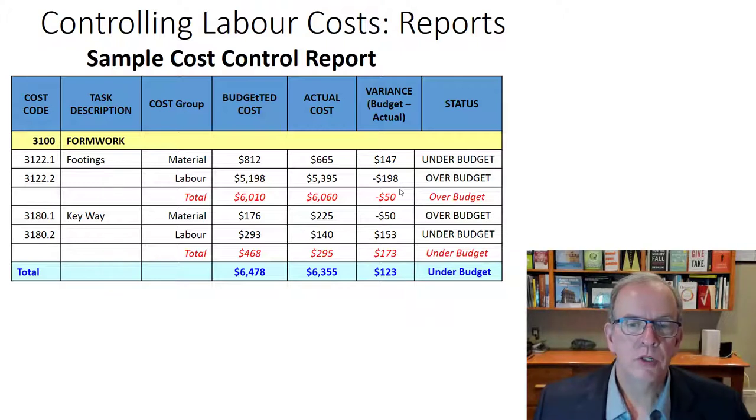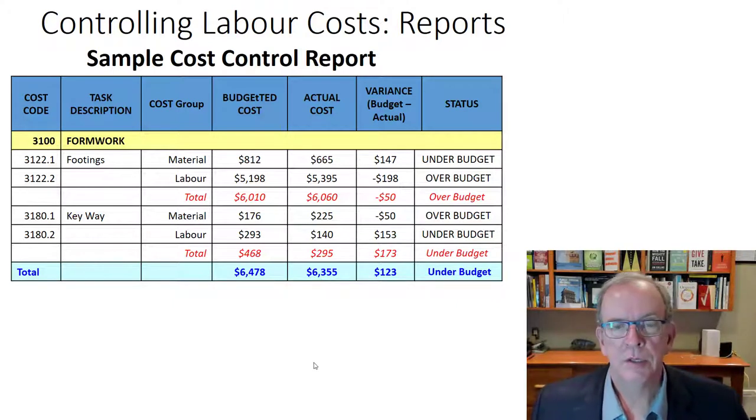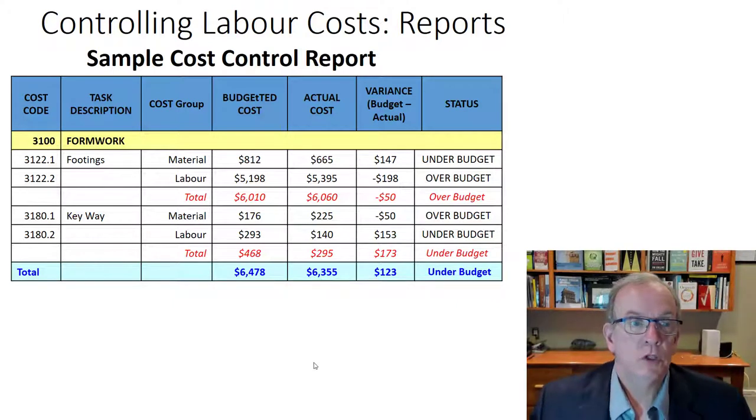So we're over budget overall. Here $50, over here we're under budget 173, so the difference between the 173 and the 150 would be our 123, which should also be the same difference coming across here, right? That's just a sample cost report, but of course it's going to be for the whole project.